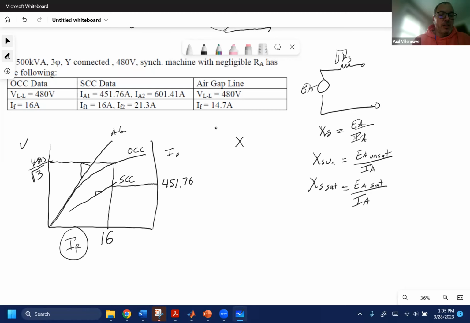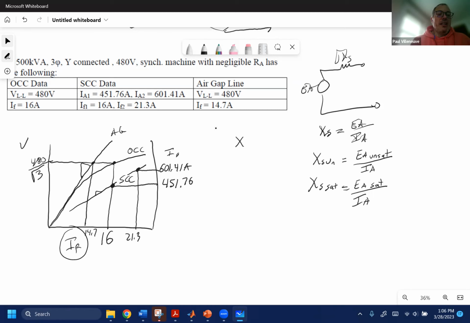I did this in the wrong spot, I apologize. Actually, this is fine. The air gap line value, this one right here, is 14.7. Now let's continue the short circuit line up, because at 21.3 we have 601.4 amps of current. So I know this current value, I know this current value, I know this voltage, and I know this voltage.